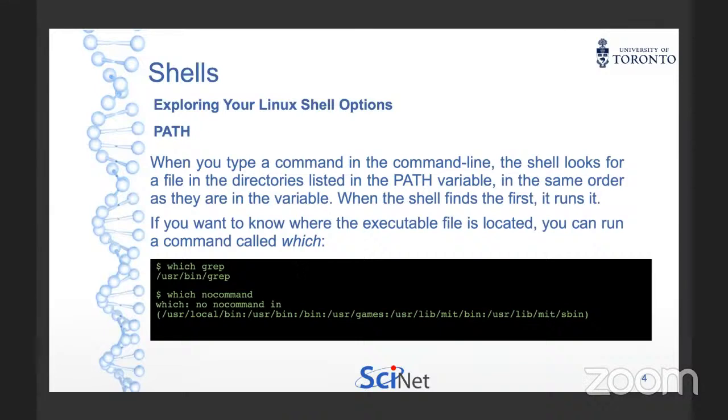For example, if I run the command which no-command, which of course doesn't exist, the result is "which: no no-command in", and it will list the path. It means that the shell looked in all those directories and didn't find a program called no-command.